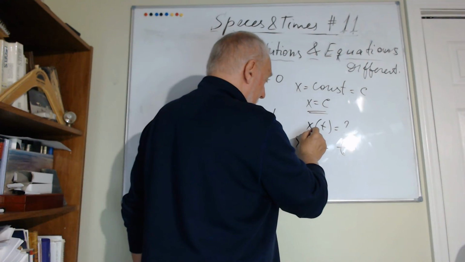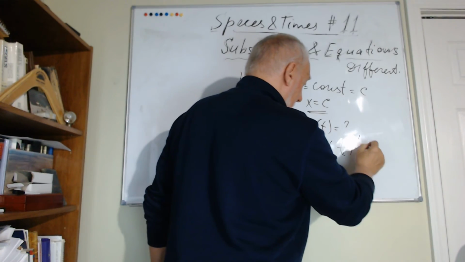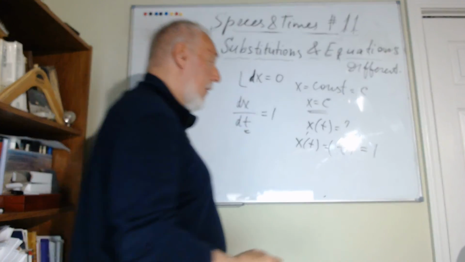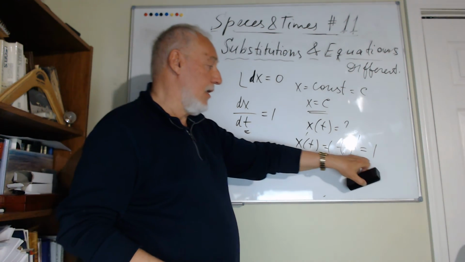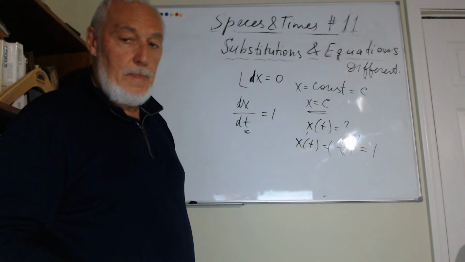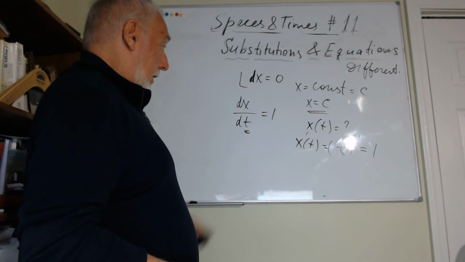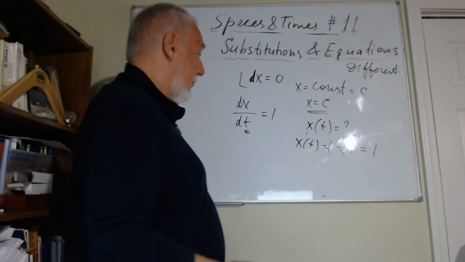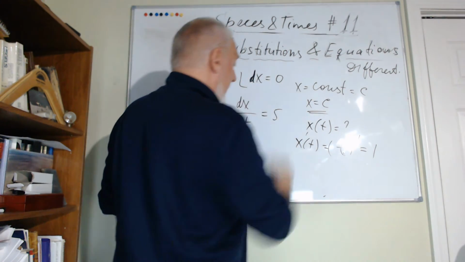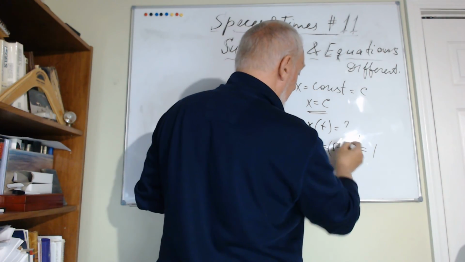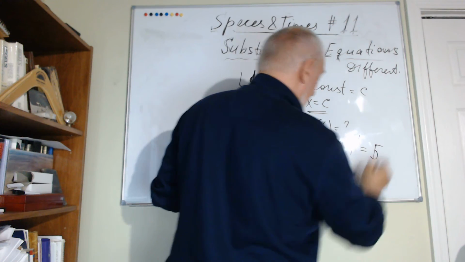So x prime from this function t equals 1. So this equals 1. If we put 5 here, it's a multiplier, right? It's the same thing. 5t, it is 5 here.